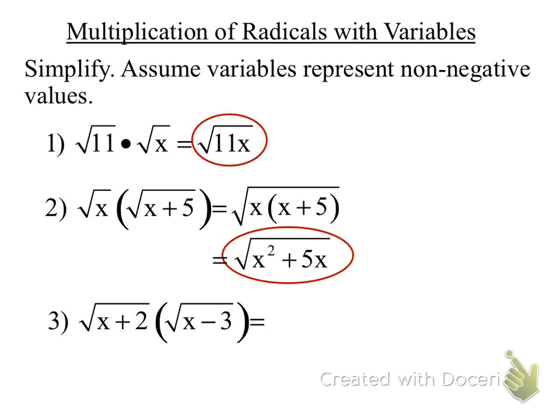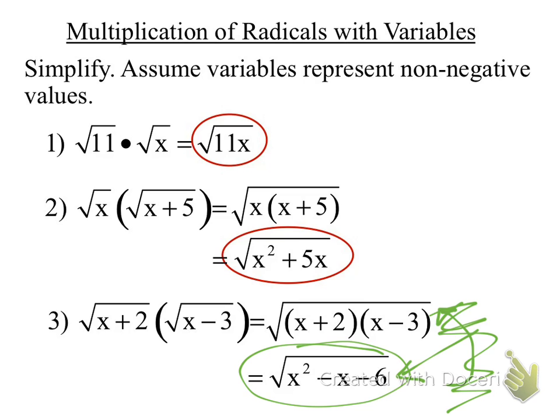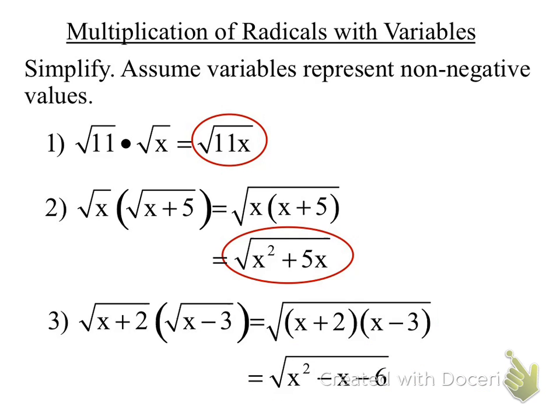So we're doing the same thing. Everything's under the radical: the quantity of x plus 2 times the quantity of x minus 3. And then I have to multiply it out because it's asking me to multiply. Don't factor it back out. This is the ending. If you try and factor, you'll end up where you started. Don't do that. This is where you want to end. Okay? All right, let's keep going on.